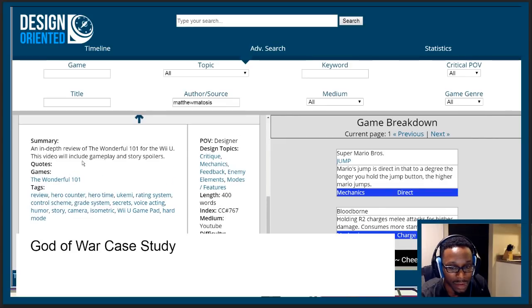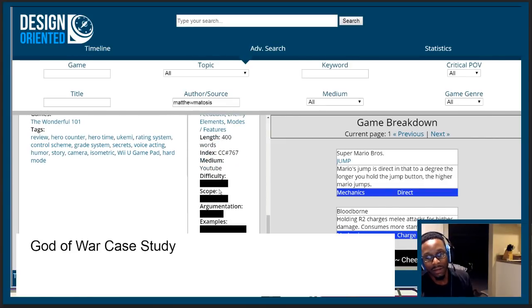We made this keyword system, a summary, and we have a rating system that goes by 5 different categories. So difficulty, scope, argumentation, examples, and quality. Matthew Matosis hits about 3s on all of them. He has more examples than most. His argumentation's a little lower than the 3-point mark. But that's pretty much what I'm expecting from his new video. People have been chatting about it, so I figured I'd watch it and share my thoughts.